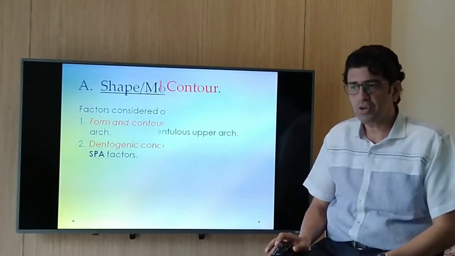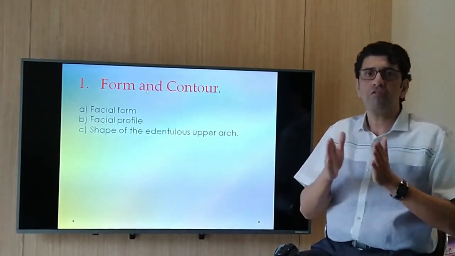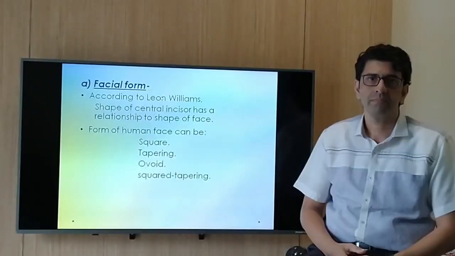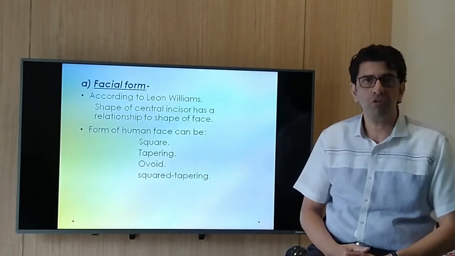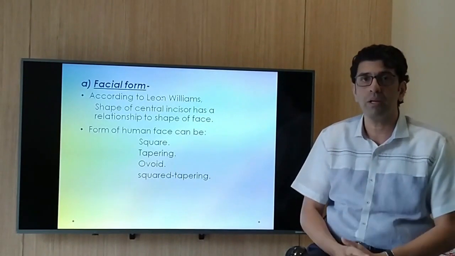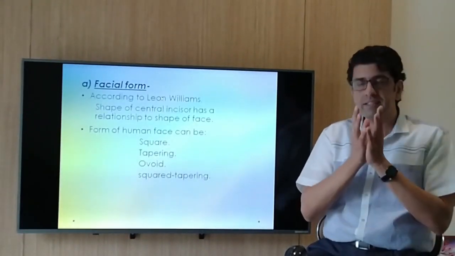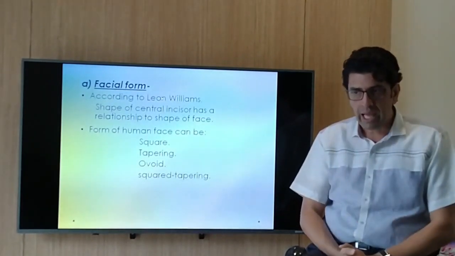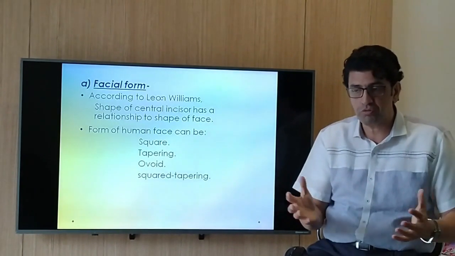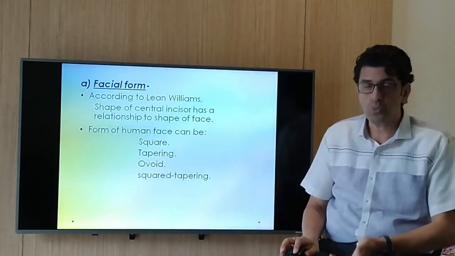So first of all, form and contour. In form and contour, we're looking at facial form, facial profile, and we're looking at shape of the edentulous upper arch. So when we talk about facial form, we remember the facial form was described primarily by Dr. Leon Williams, who said that the shape of the central incisor has a relationship to the face, and he categorized the human face into 4 different forms: square, tapering, ovoid, and square tapering.